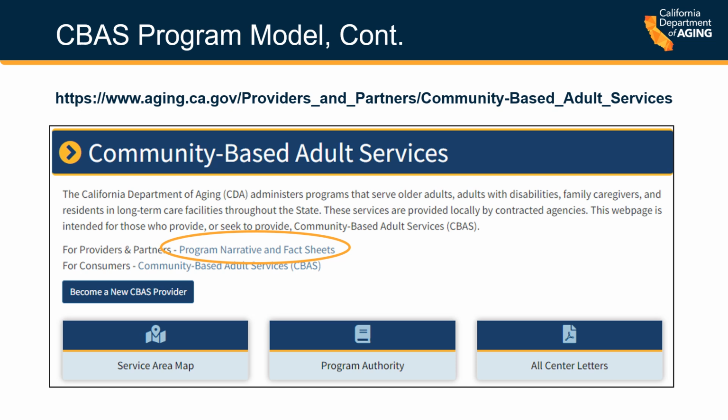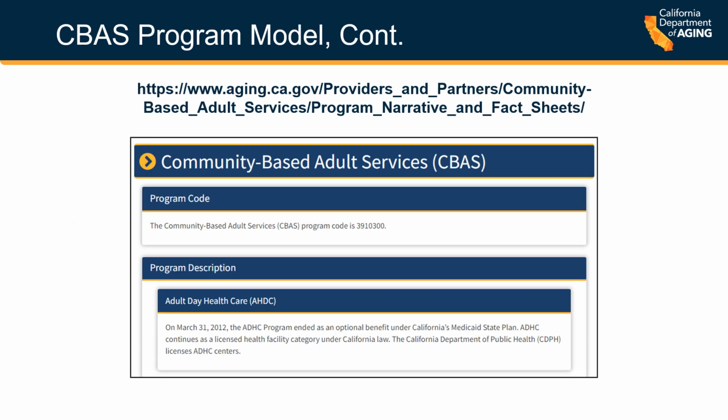For additional information, visit the CBAS homepage and click Program Narrative and Fact Sheets. On the Program Narrative and Fact Sheets page, applicants will find helpful information on the CBAS program code, program description, benefits, eligibility, and funding, as well as the fact and narrative sheets. We encourage you to review the information here in more detail at your own pace.